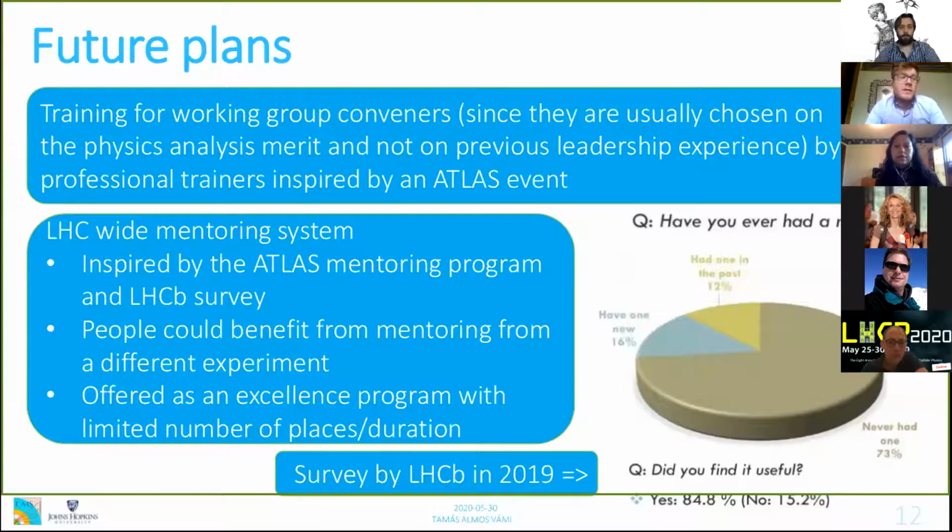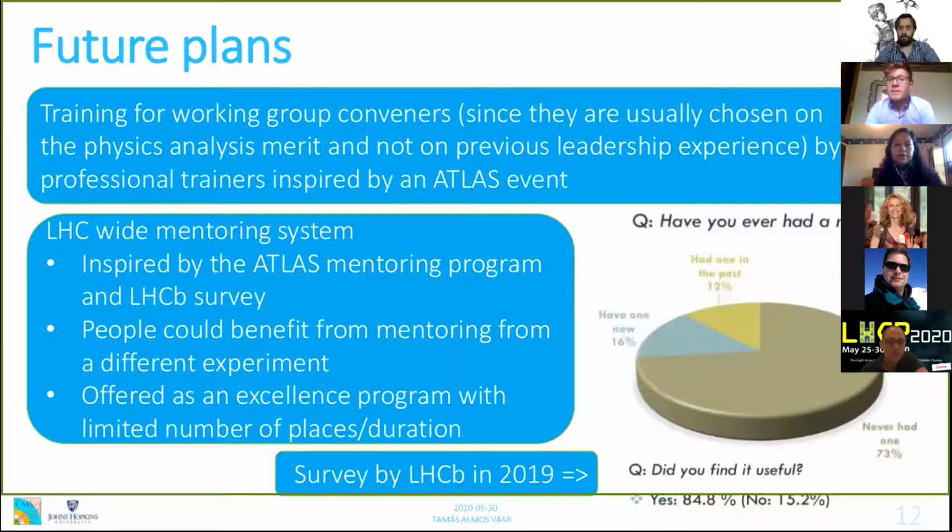And this we plan to have by professional trainers. And actually Atlas did it last year, so we tried to have it done for all the other experiments. And then the other program which we plan for the further future is this LHC-wide mentoring system.